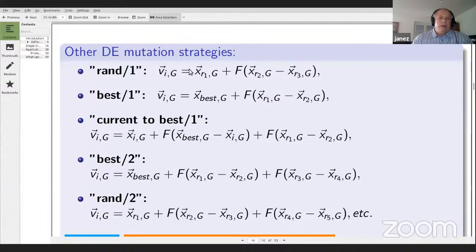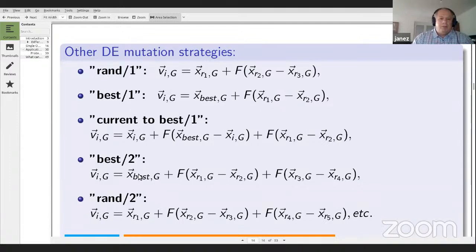DE has many other mutation strategies. Here are five of them. If you are interested, you can look at some surveys by Professor Suganthan, Professor Das, and Neri, and some others. If you are at an early stage of your research and want to go into evolutionary algorithms and you're interested in differential evolution, then I suggest starting with such surveys, and you are on the right way.